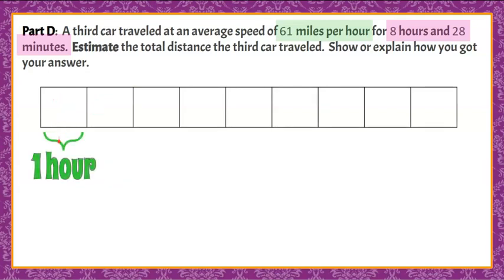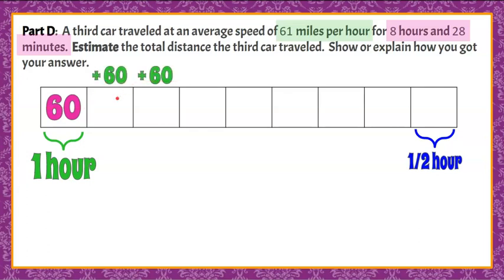So if each cell in the table represents an hour, and then our last hour is going to just be a half of an hour. So our last part of our tape diagram. So 1, 2, 3, 4, 5, 6, 7, 8 hours plus a half an hour to estimate. And each time we're going to start with 1 hour is 60 miles. We're going to estimate. So we're going to use 60 because that's the closest to 61. And we're going to repeatedly add 60 to the previous number to estimate our total distance that this third car traveled.